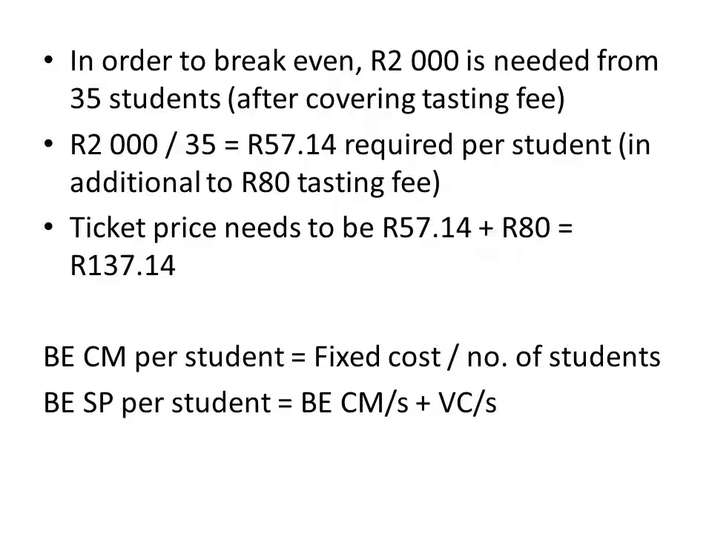Another way would have been to say, what is the total variable cost? So that would have been the 35 students times 80 Rand tasting fee. And then you add that to the 2,000 fixed cost. And if you divide that by the 35 students, you'll also have the same ticket price of 137.14.